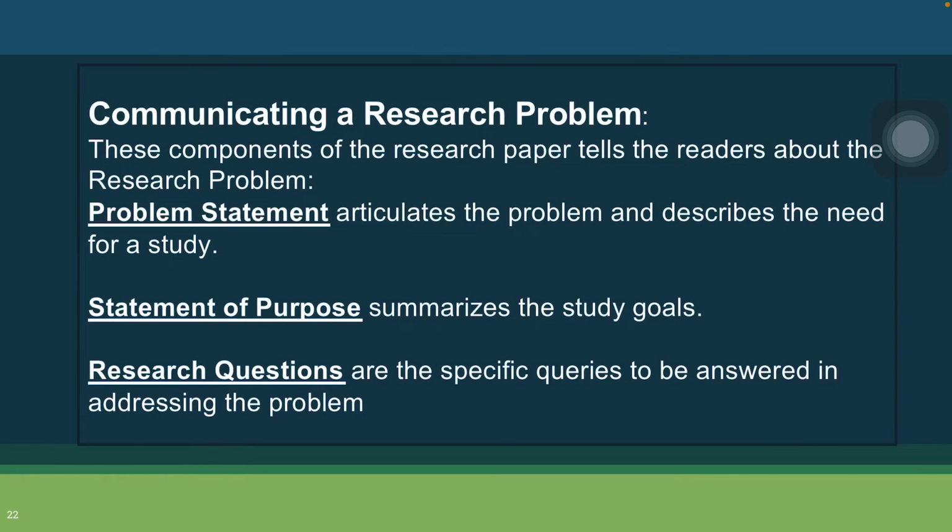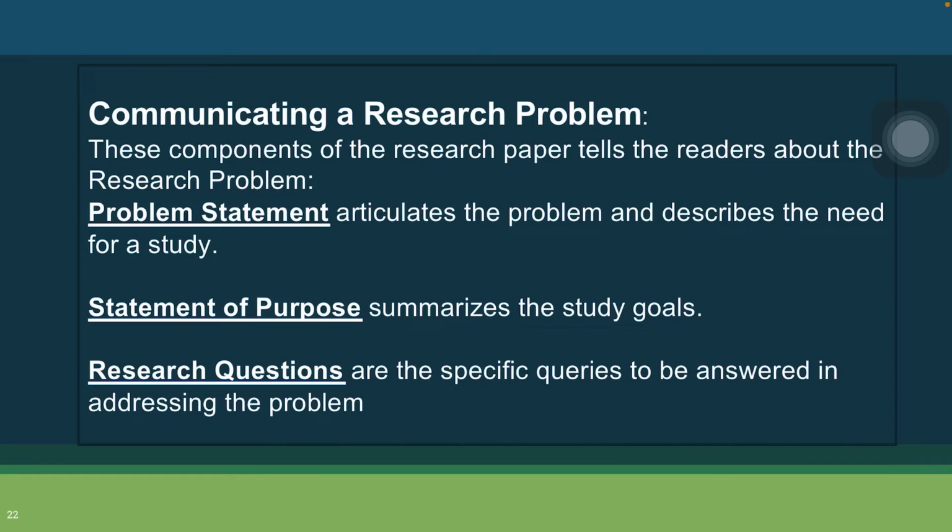Now, when you communicate research problems, we have these components. We have the problem statement, statement of purpose, and your research questions. Your problem statement articulates the problem and describes the need for a study. Problem statements present the idea, the issue, or the situation that the researcher intends to examine in the study. So the statement should be broad enough to cover the concern prompting the study, yet narrow enough to provide direction for designing the study. It can be conceptualized in the form of a declarative sentence or a question.